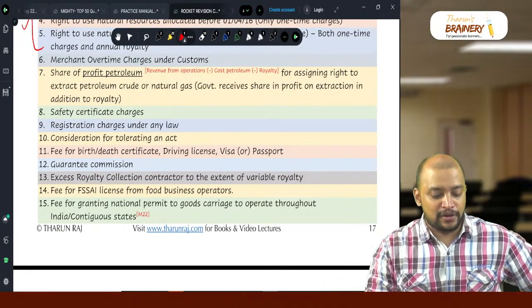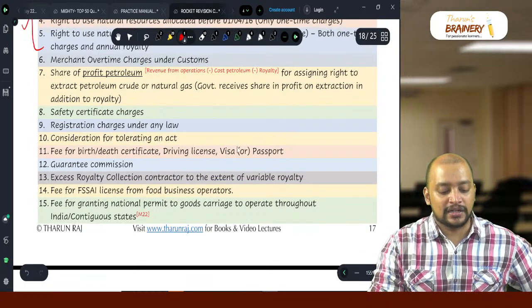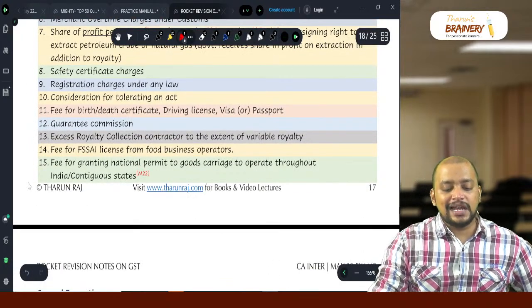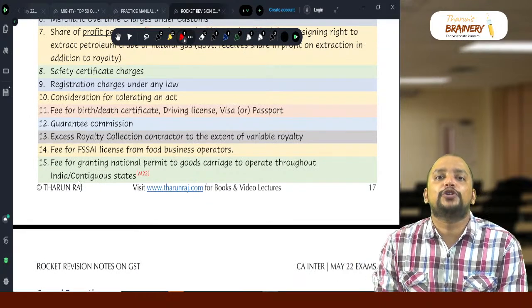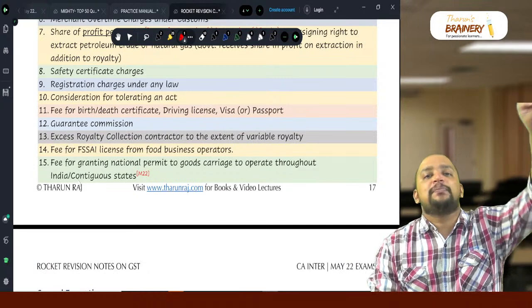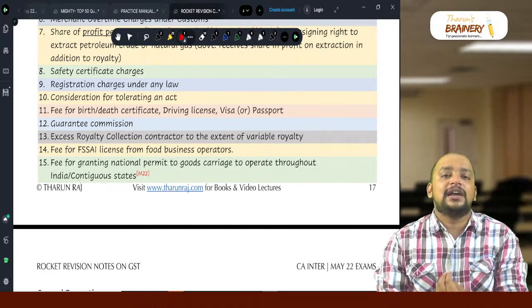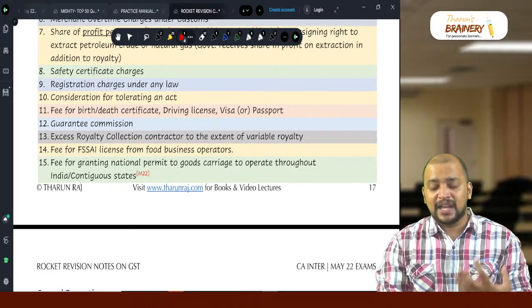That is with respect to this excess royalty collection contractor. Then fee for FSSAI license from food business operators. Food business operators are required to obtain an FSSAI license. They will be paying some license fee to the government. That license fee collected by the government will be exempted.